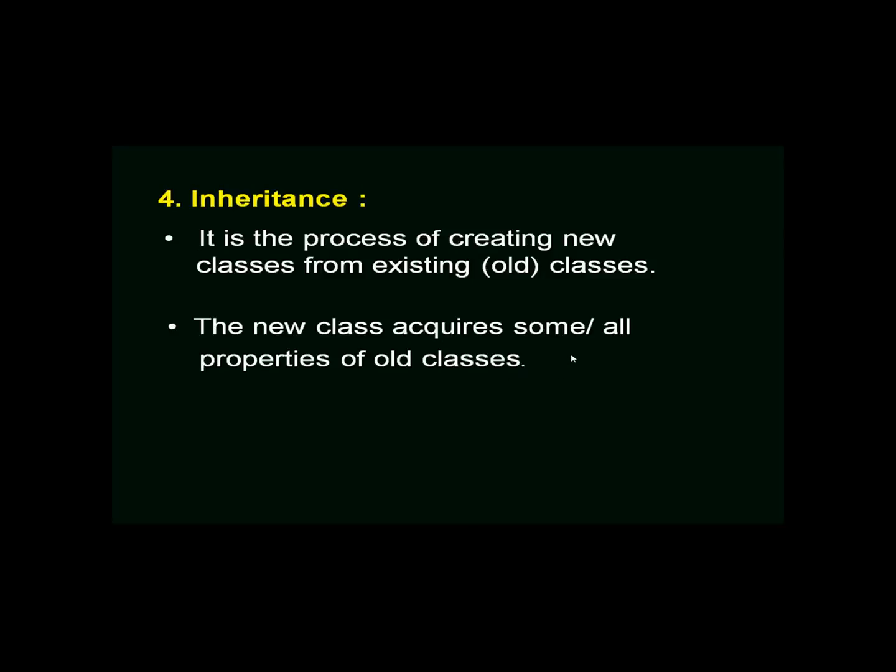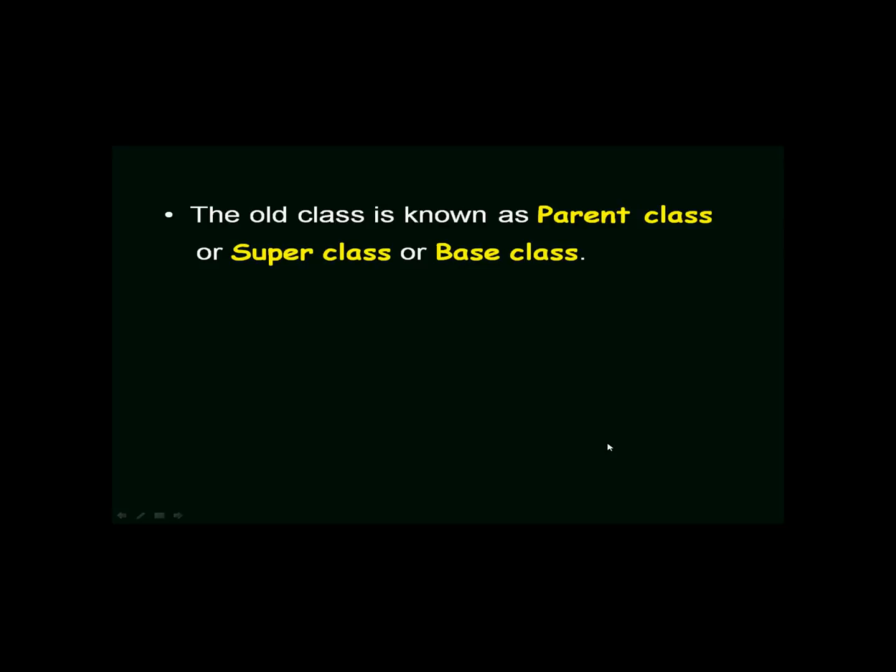If required, you can send all the properties to new classes, and if it is not required, you need not send all the properties. So whatever properties you are interested in, you can send only those properties to newly created classes. Such a process is known as derivation. So derivation is nothing but deriving a new class from an existing class.